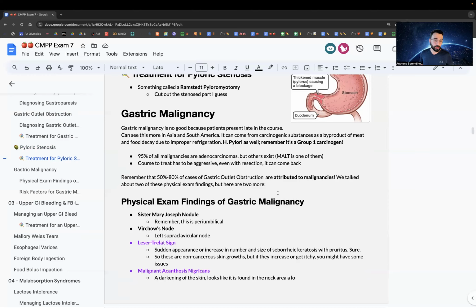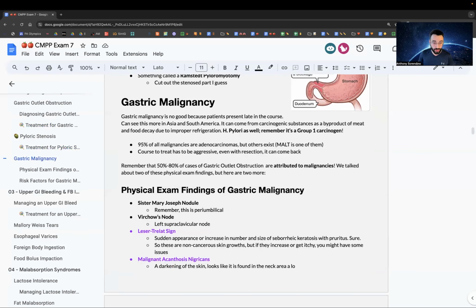95% of all stomach cancers are adenocarcinomas, but others exist, like the MALT, which we talked about, if it's that pan-gastritis in the whole wall. We want our treatment to be aggressive here. And again, remember, 50 to 80% of cases of gastric outlet obstruction are attributed to malignancies.